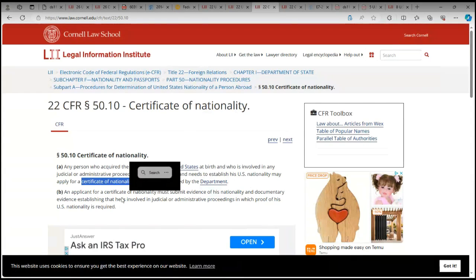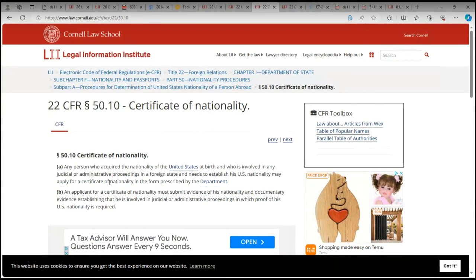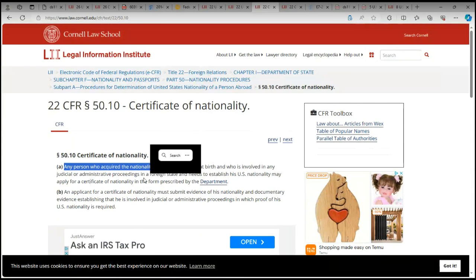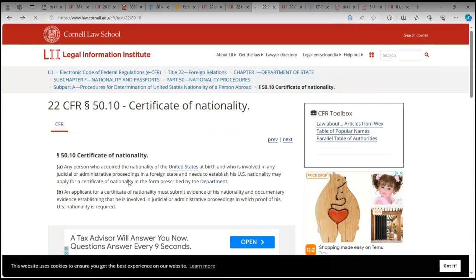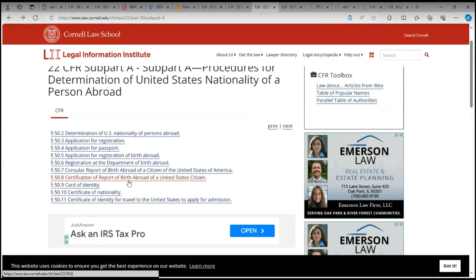But in this section, they don't tell you specifically what persons they are talking about. They just say any person. They don't give it the locale or anything. Except the fact to the extent that he received that nationality at birth.